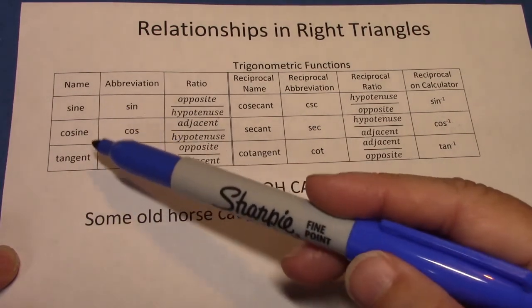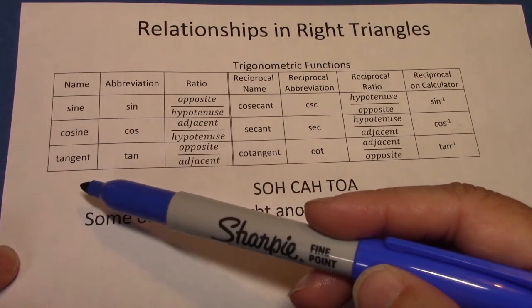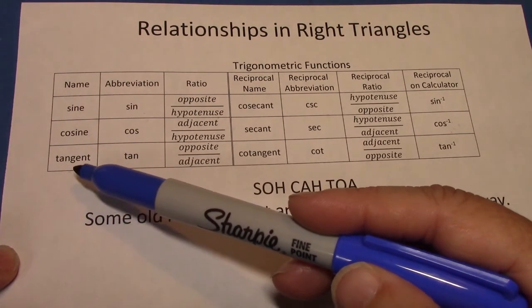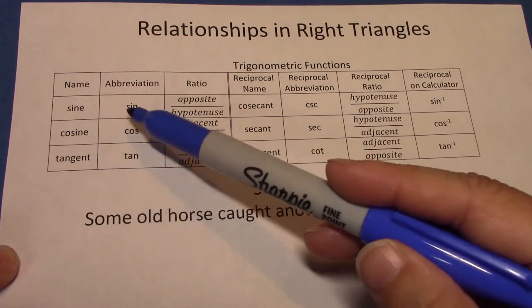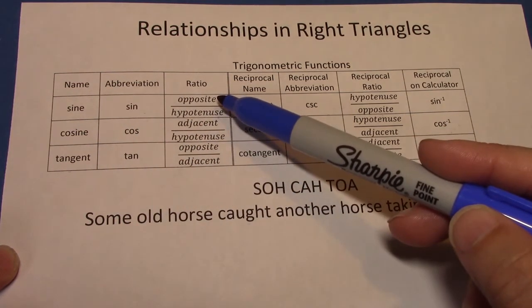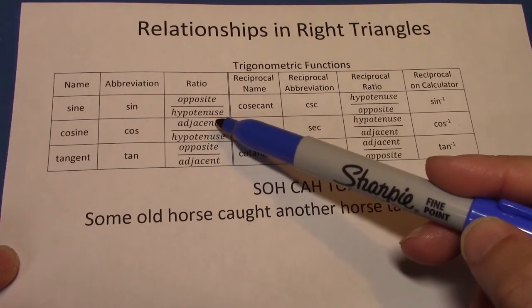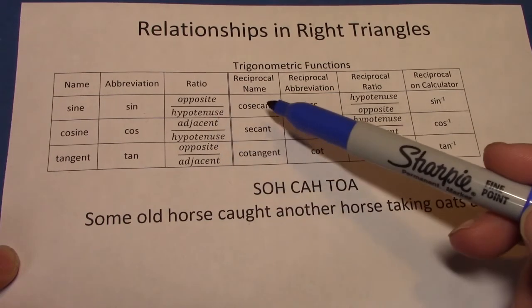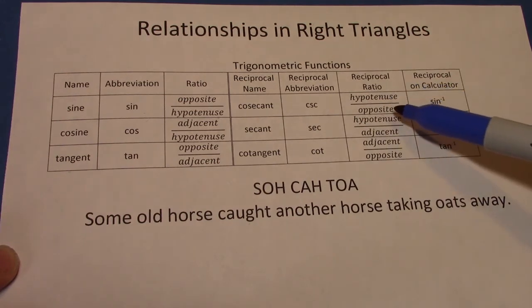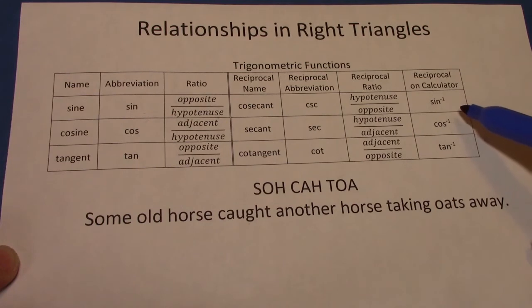So the three main ones that we're going to be concerned with in this section are sine, cosine, and tangent. Sine is abbreviated SIN, and it's the ratio of the opposite side over the hypotenuse. Its reciprocal is called cosecant, and it's literally just taking the reciprocal or flipping that fraction over. On a calculator, it'll be shown as the reciprocal of sine, or sine to the -1.